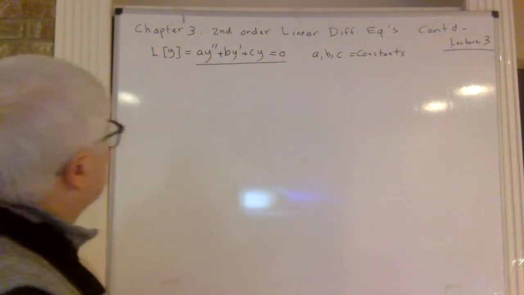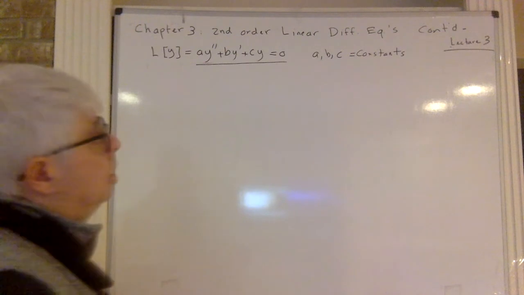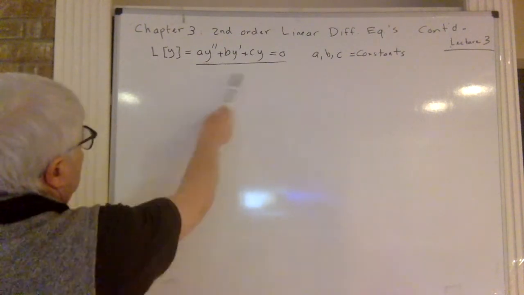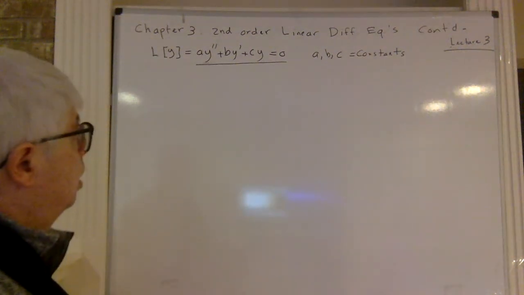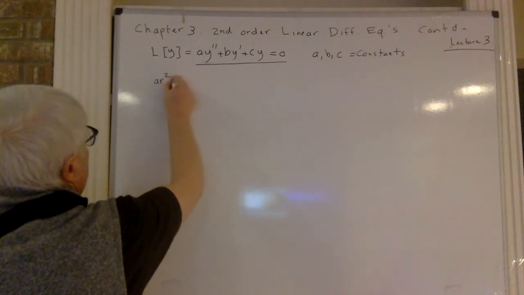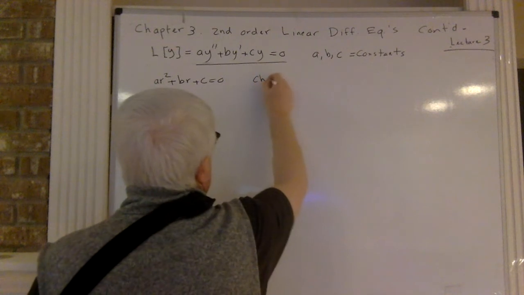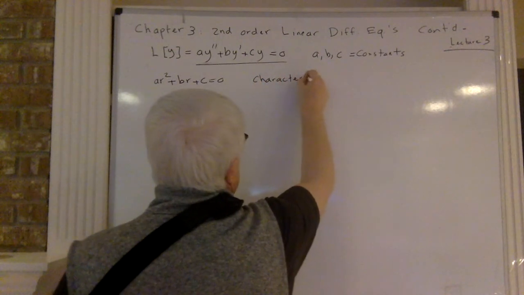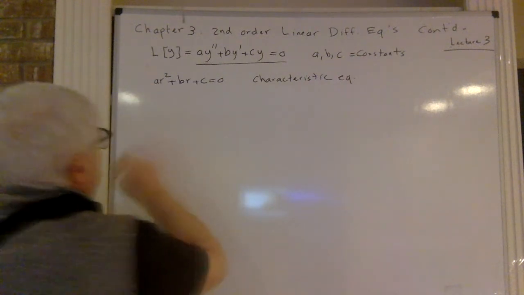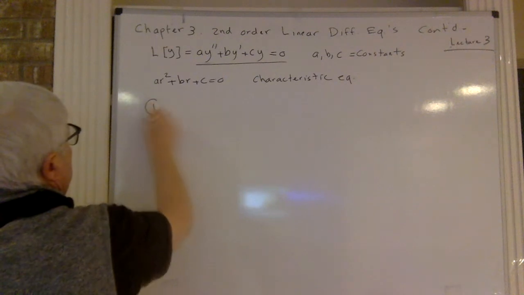Okay. Second order linear differential equations. Let's continue. This is the third lecture. So I discussed this homogeneous equation, and I found this ar squared plus br plus c equal to 0, the characteristic equation. And solving this will give us three cases.